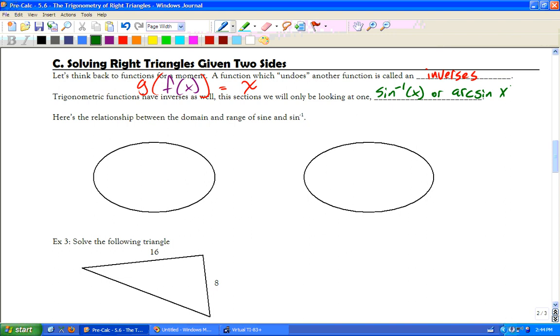Here's the relationship for the domain and range of sine and the sine inverse. So when we have some function that is the sine of theta, what we're starting with are angles. We're saying, hey, when we have an angle, when we have pi over 4, when we have 33 degrees, when we take the sine of it, what that's coming up with is a side length ratio.